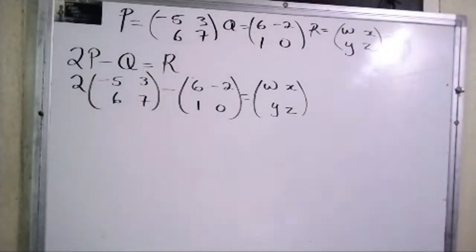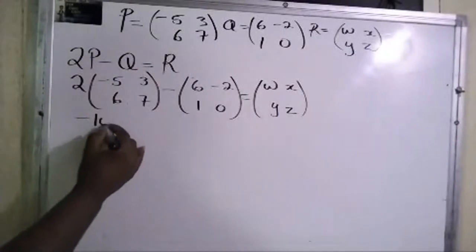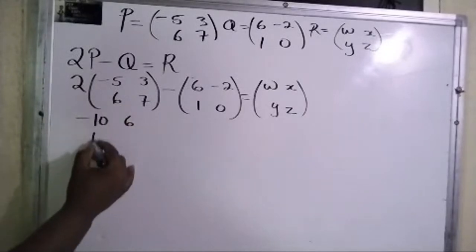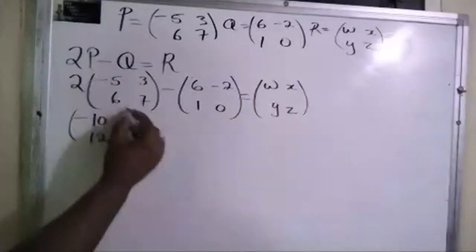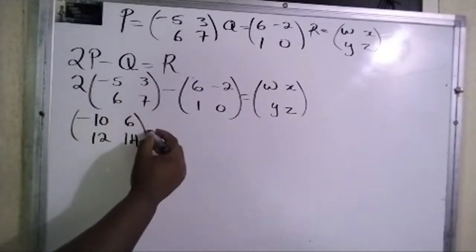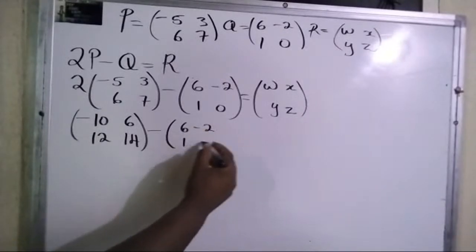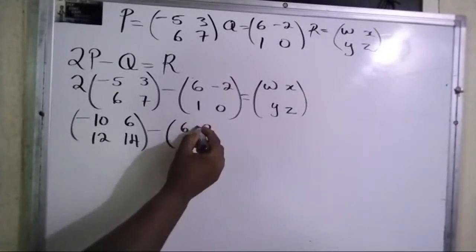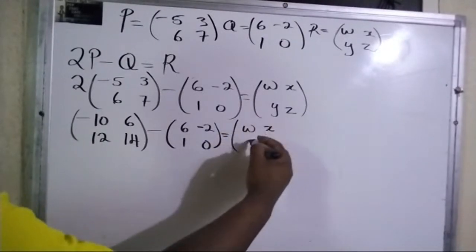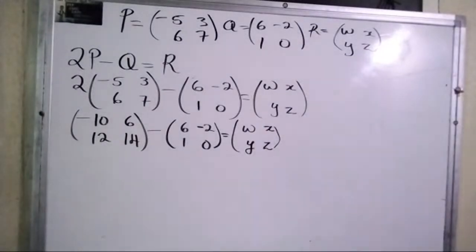2P means to multiply. Very good. So we multiply 2 times 5, that's 10. 2 times 3, 6. 2 times 6, 12. And 2 times 7, 14. So all we do is just multiply. And then we minus 6, negative 2, 1, 0. Bear in mind, this must equal to w, x, y, and z. So let us subtract now.